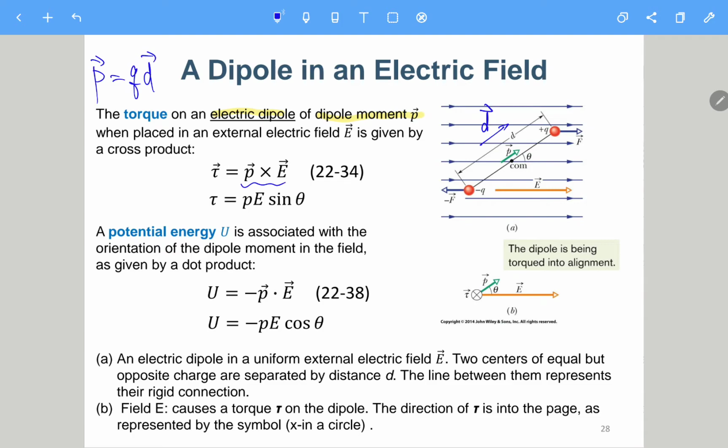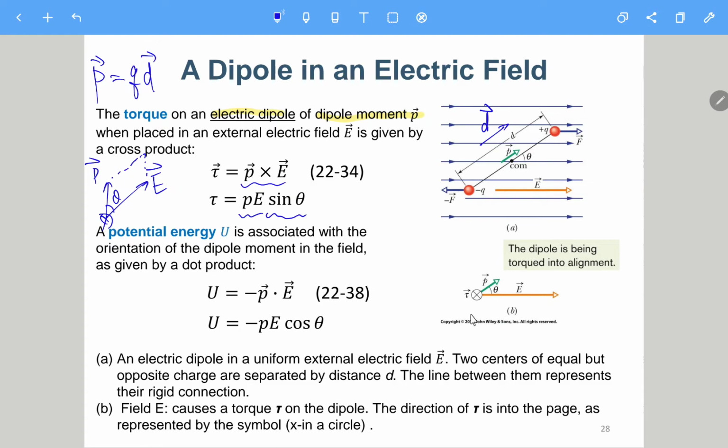And for the cross product, it is the magnitude of themselves multiplied by the sine of the angle between them. If we have a p here and E here, and this is theta, it is just like the area of the parallelogram. And the direction is into the page by the right hand rule. You point to the p vector and then cross to E, and then your thumb will point to the direction of the torque.